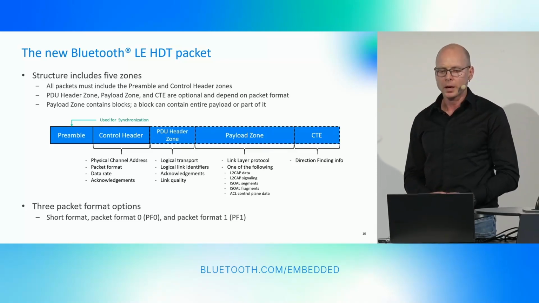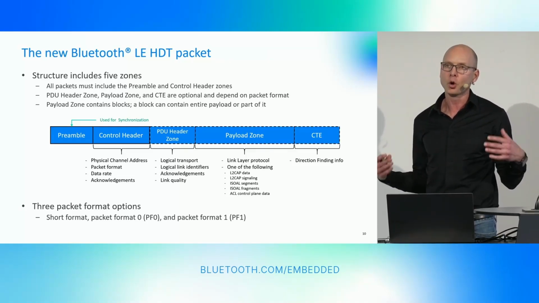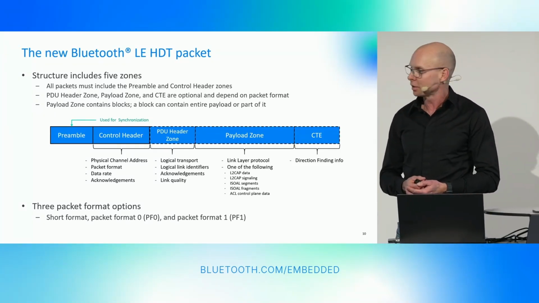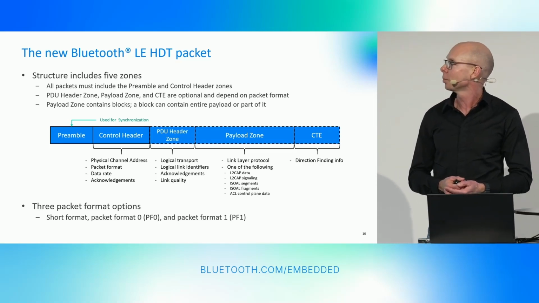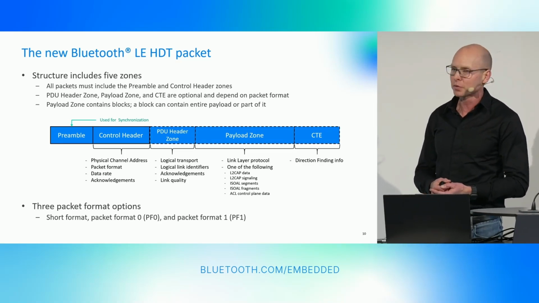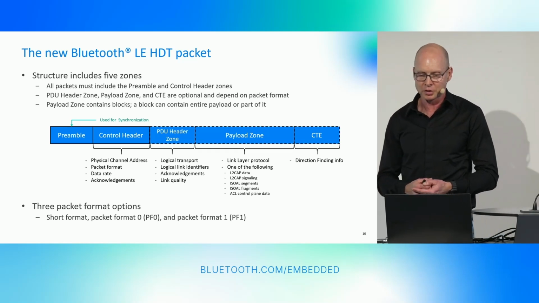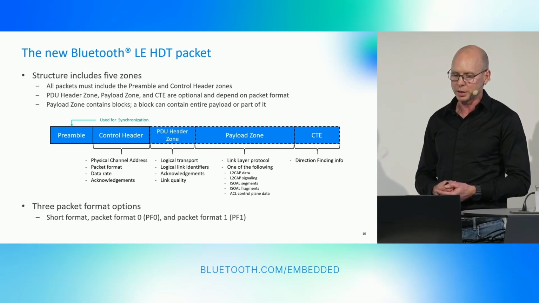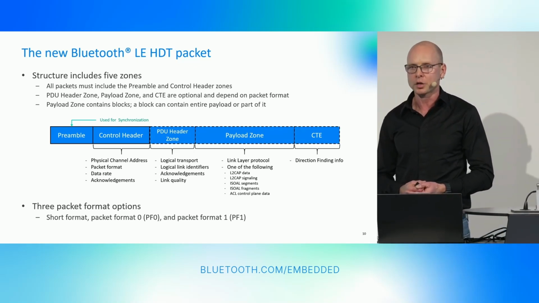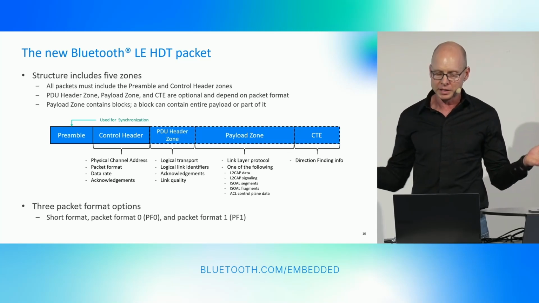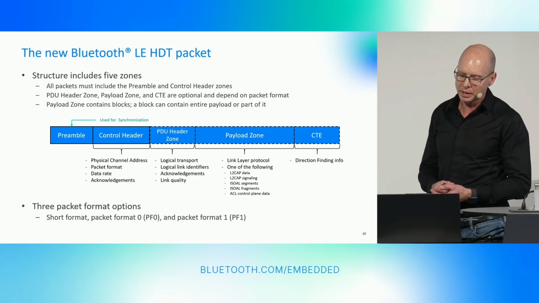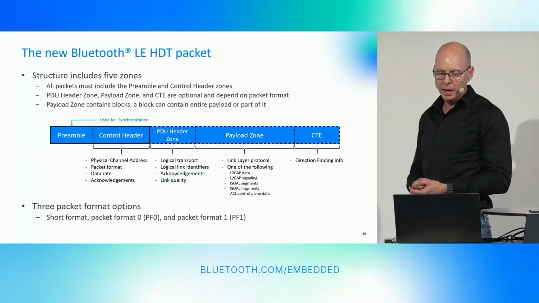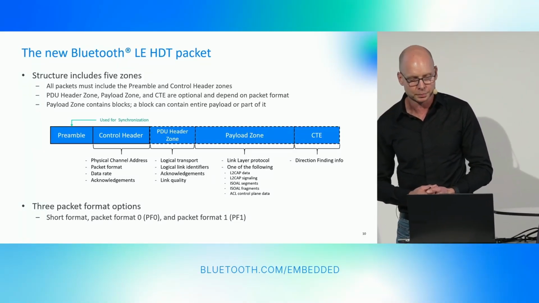So now let's pivot to the packets. Okay, so there's a whole new packet structure to enable HDT. As you can see on the diagram on the slide, there's the preamble, control header, PDU zone, payload zone, and CTE. CTE stands for constant tone extension, in case you're curious or unaware. That's for the direction finding feature if you're looking to use that with HDT. So the preamble and control header are going to be present for all HDT packets. Then you have the PDU header zone, payload zone, and CTE. Those are going to be optional depending on the packet format and, of course, if you need direction finding.